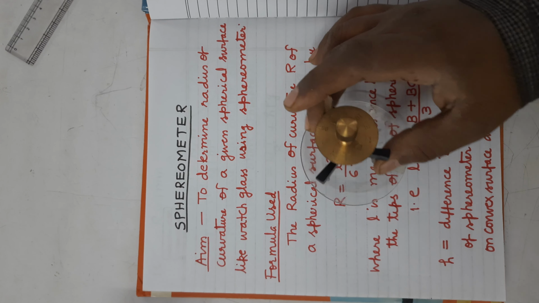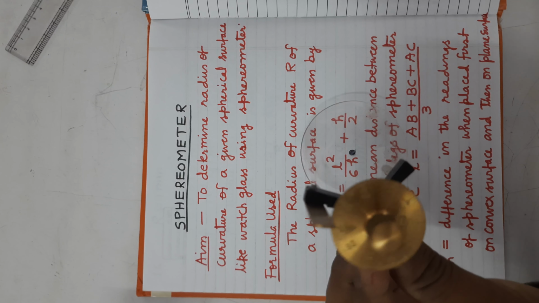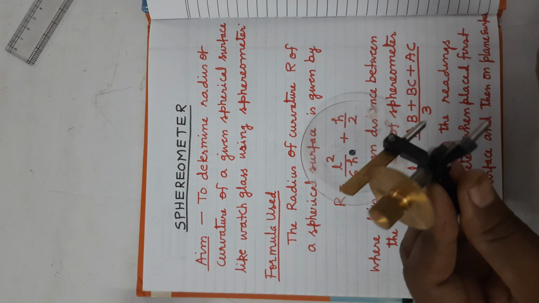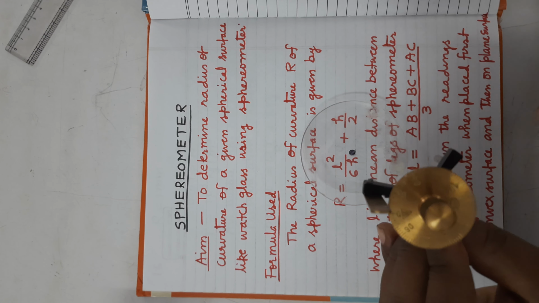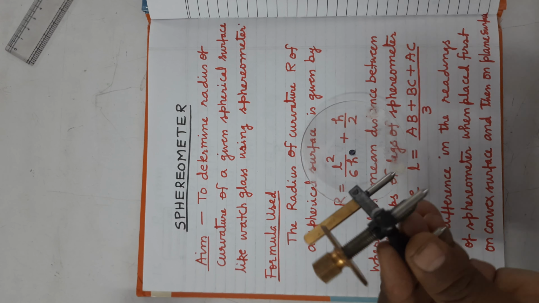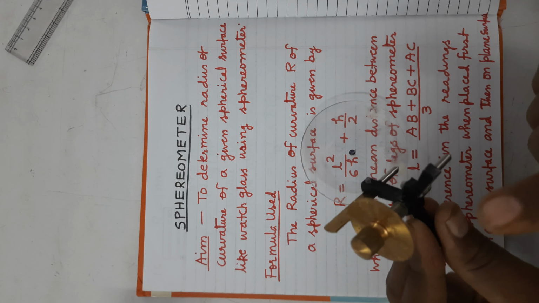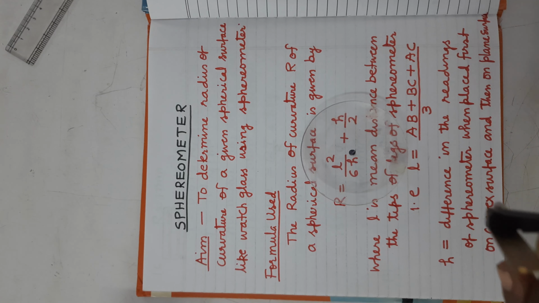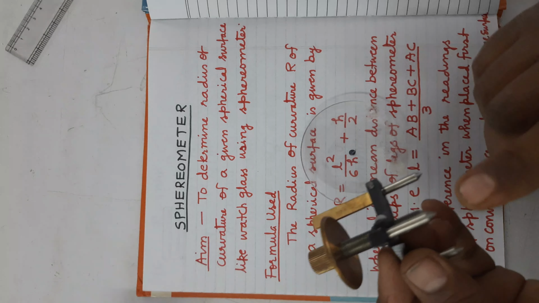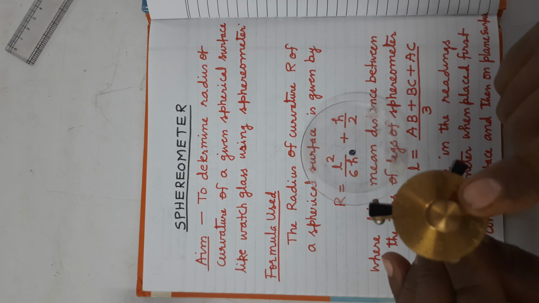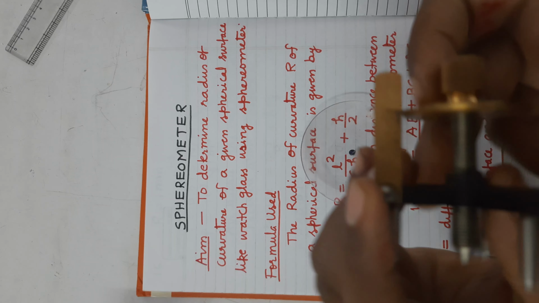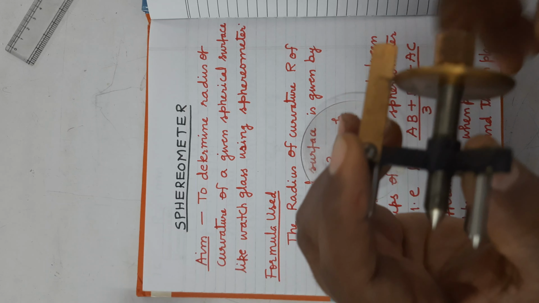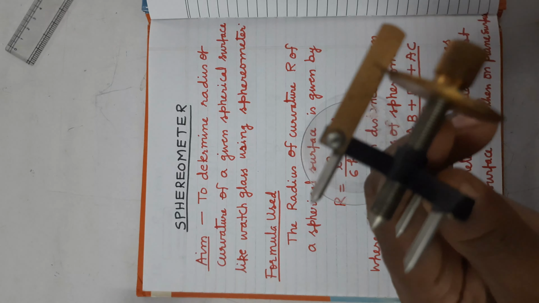Now spherometer works on the principle of the screw. And what is the principle of the screw? According to it, the linear distance moved by the tip of the screw is proportional to the number of rotations given to it. It means it will move by a greater distance when it is given more rotations.